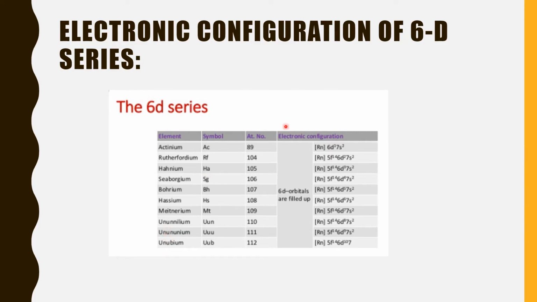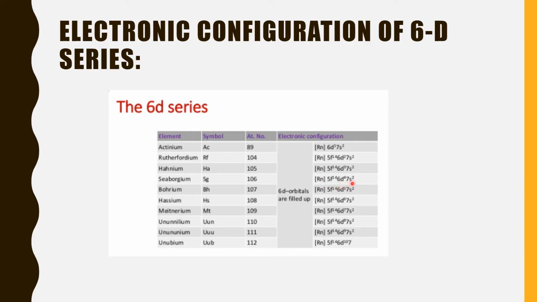Now let's see the electronic configuration. The electronic configuration of actinium is radon 6d1 7s2. For rutherfordium it is radon 5f14 6d2 7s2, and then for dubnium it is radon 5f14 6d3 7s2. And the d series increases. For seaborgium it is radon 5f14 6d4 7s2.